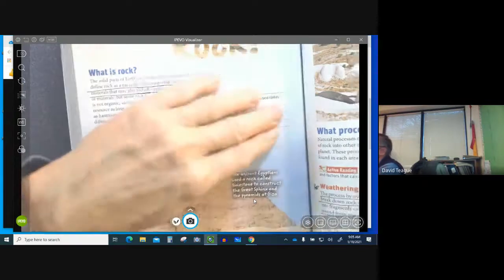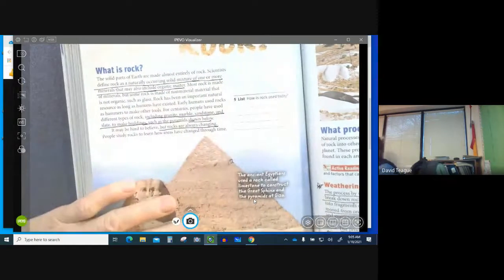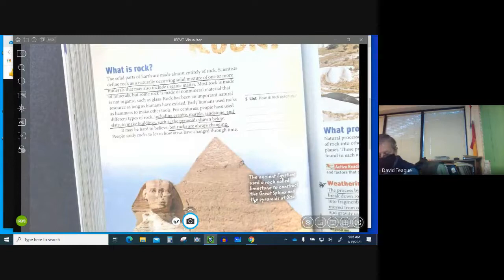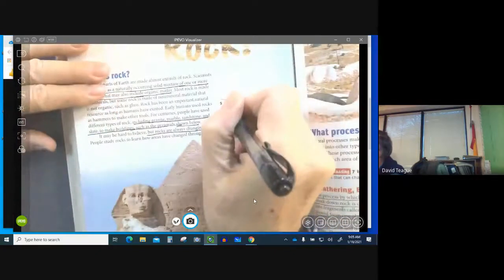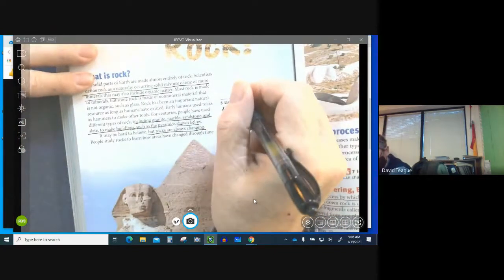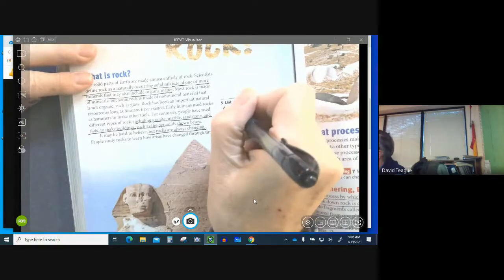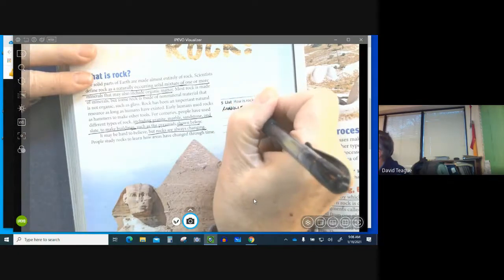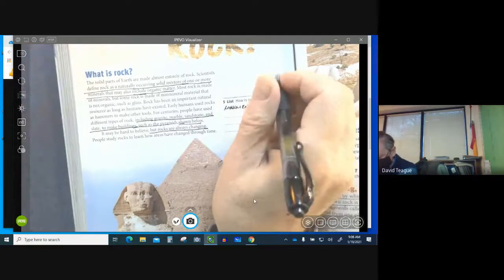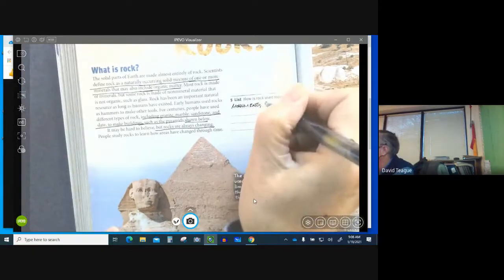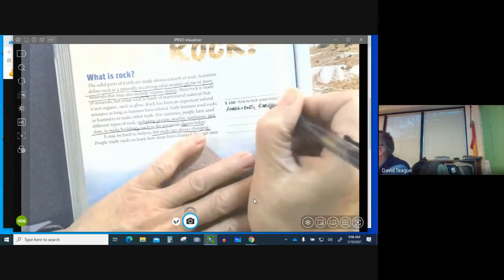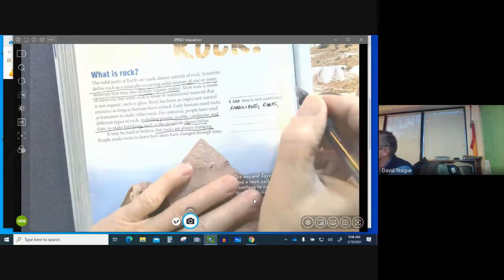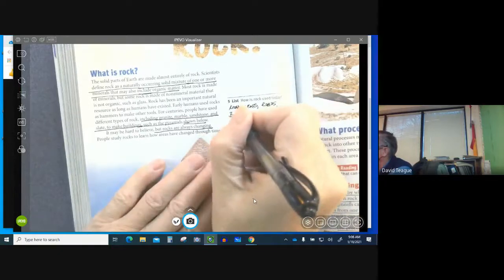Okay. Number 5, list how rock is used today. Well, we use it, right? We make monuments out of it, right? Monuments, right? Because they last a long time, right? So monuments. We use it for roads, right? We use it for road base. Roads. Bridges, right? We make bridges out of rock.